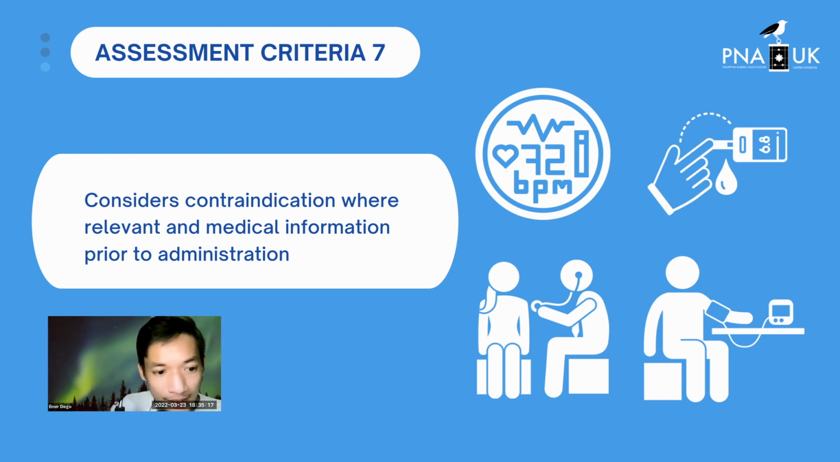Another example is medications for diabetes, your oral hypoglycemic agents such as metformin. Of course, prior to administering this, you have to ask what the patient's current blood sugar levels are. Of course, you cannot give your metformin if the patient's blood sugar is low.